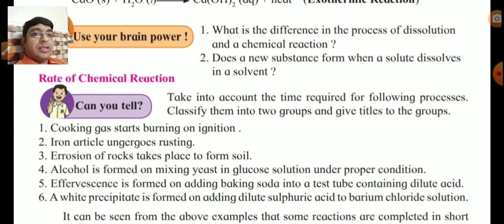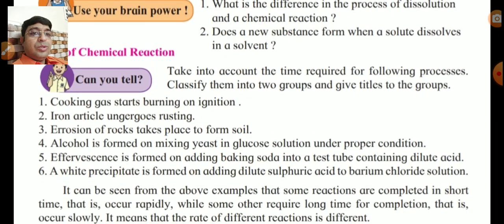Some examples are given for us. Cooking gas starts burning on ignition. So we consider the time required in all these examples, and we form the two groups and give the titles also. Second example, an iron article undergoes rusting. Erosion of rocks takes place to form soil.